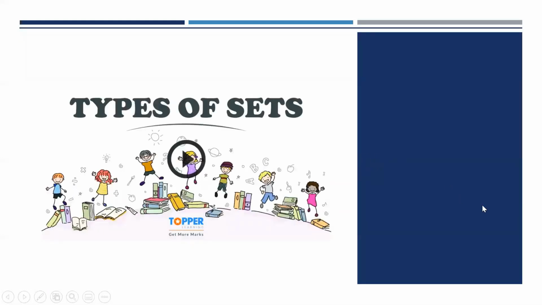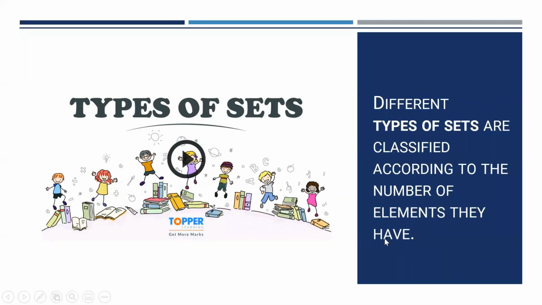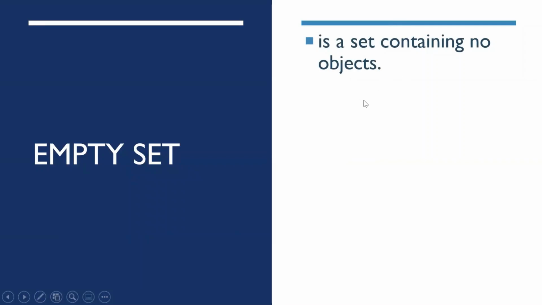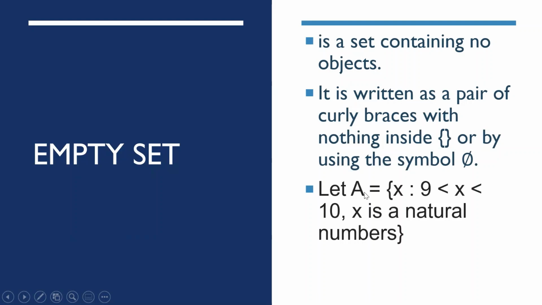Now let's talk about the different types of sets. Different types of sets are classified according to the number of elements they have. First is the empty set. An empty set is a set containing no objects. It is written as a pair of curly braces with nothing inside or using the symbol phi. Example, let A be the set of all x such that x is a natural number between 9 and 10. Now this set is an empty set since there is no natural number between 9 and 10.